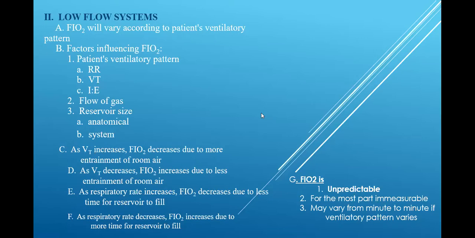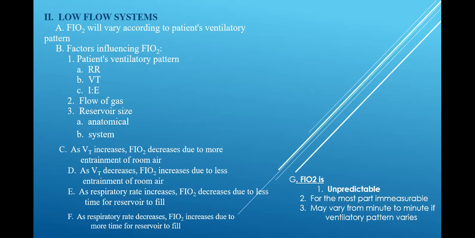On the homework, it's asking what is the size of the normal reservoir? It's homework number 2, number 17: what is the size of the normal anatomic reservoir? That's probably in your book. When you look in your book and see where it talks about the nasopharynx and oropharynx as a reservoir, it'll probably give you an amount. I don't have that amount off the top of my head, but you'll learn that as we go on.